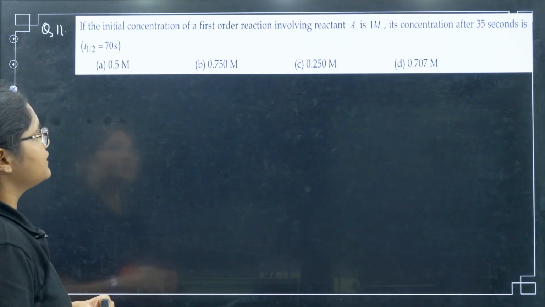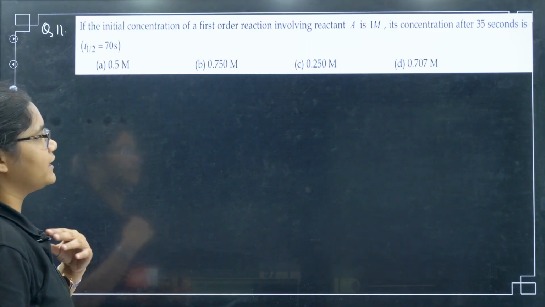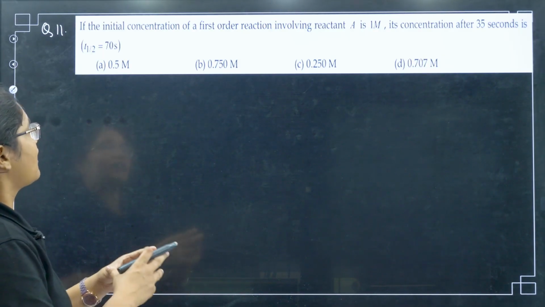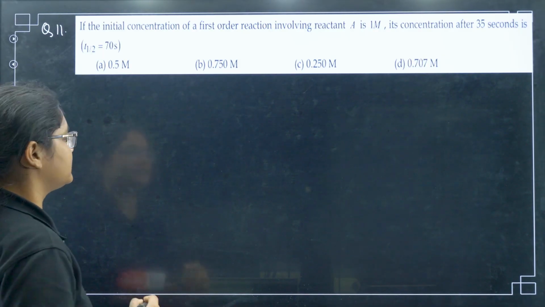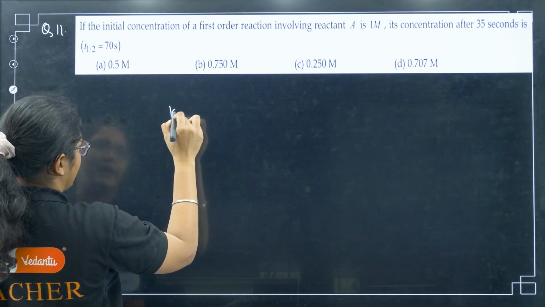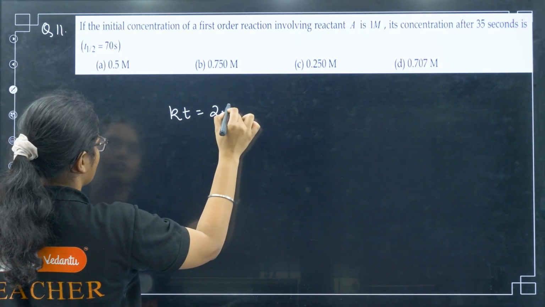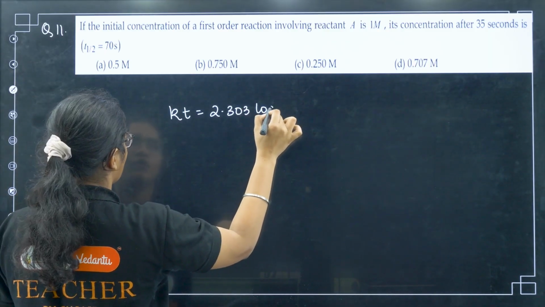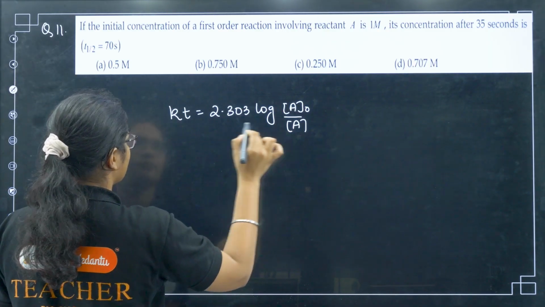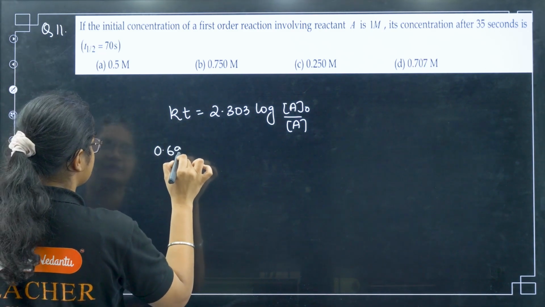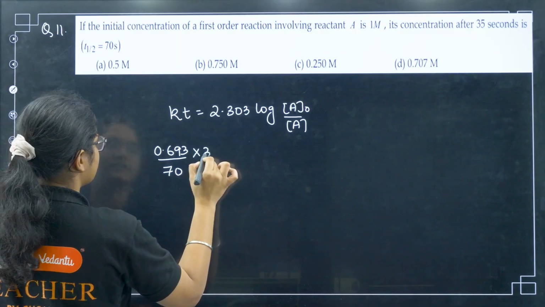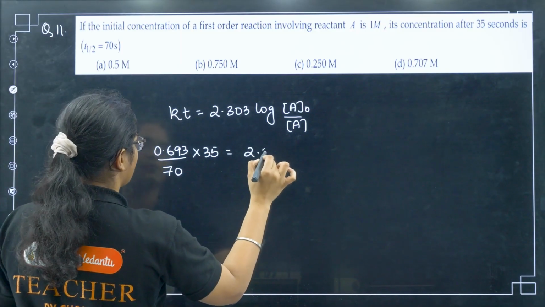Next, if the initial concentration of a first order reaction is given to you as 1 mole, what is its concentration after 35 seconds? So we have this formula, Kt equal to 2.303 log of A0 by A, for a first order reaction. K value will be 0.693 by T half, which we know is 70. The time asked here is 35 seconds.